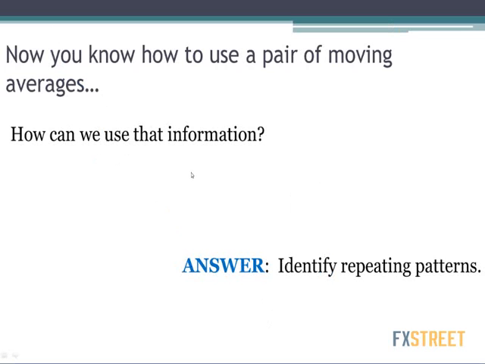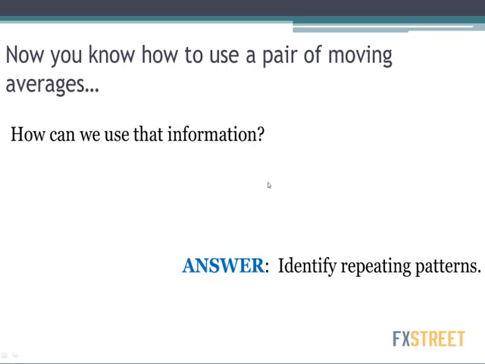All right, so now you know a little bit about how to use a pair of moving averages and how can we use that information. And the answer in all trading is that we are trying to identify repeating patterns. We're not fortune tellers and we're not gamblers. And so what are we doing when we're trading in the market? We're not guessing. I mean, we are guessing a little bit, but we're using educated guesses based upon the technical indications that we have on our charts, and maybe lining those up with some fundamental reports that might be coming out, so we can anticipate when volatility might show up or when momentum might show up in the market, and we can be ready.